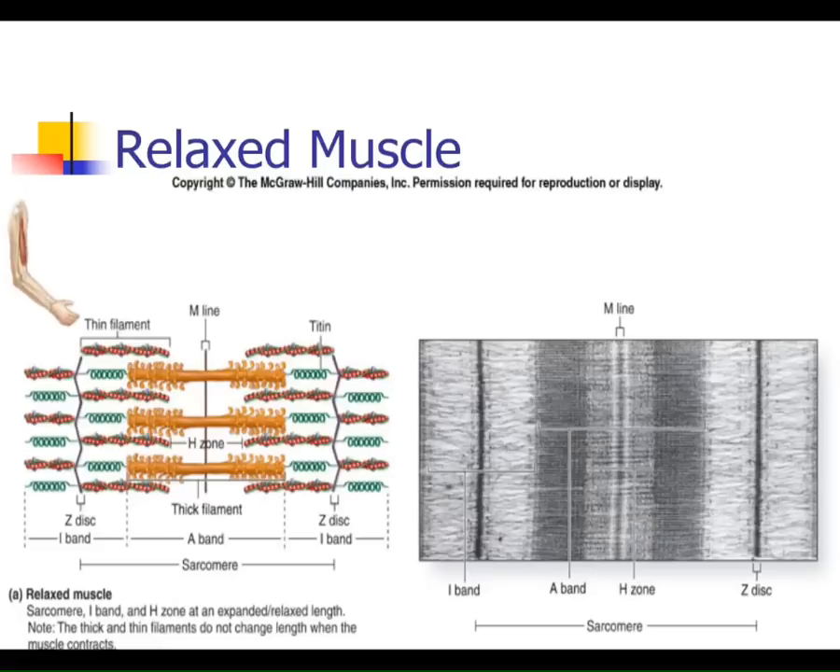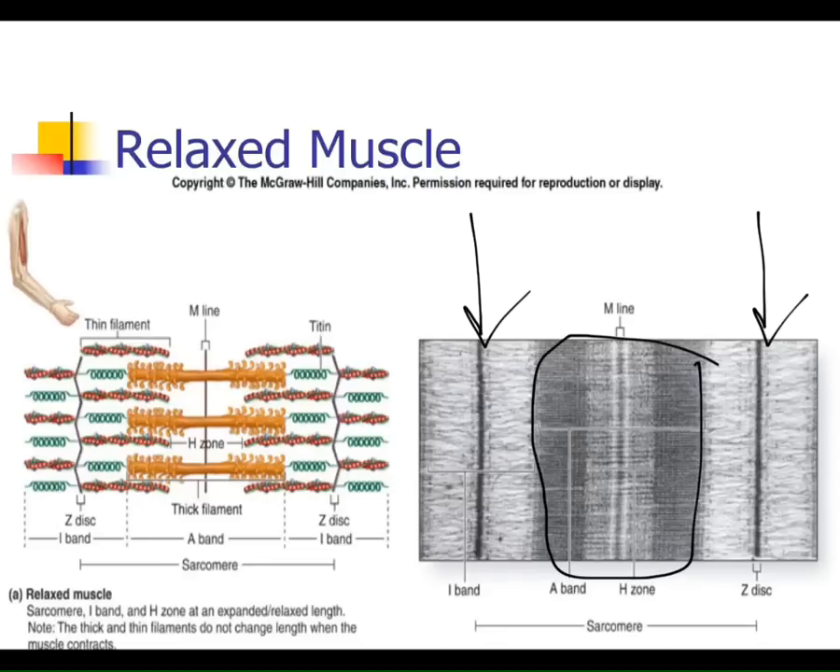So here's a cartoon of a relaxed muscle. It's the same picture I showed you a moment ago. So we're looking at just a sarcomere from Z to Z, right? From Z to Z. There's my sarcomere. The darker area is where the myosins are, right? And the lighter areas are where just the actins are.